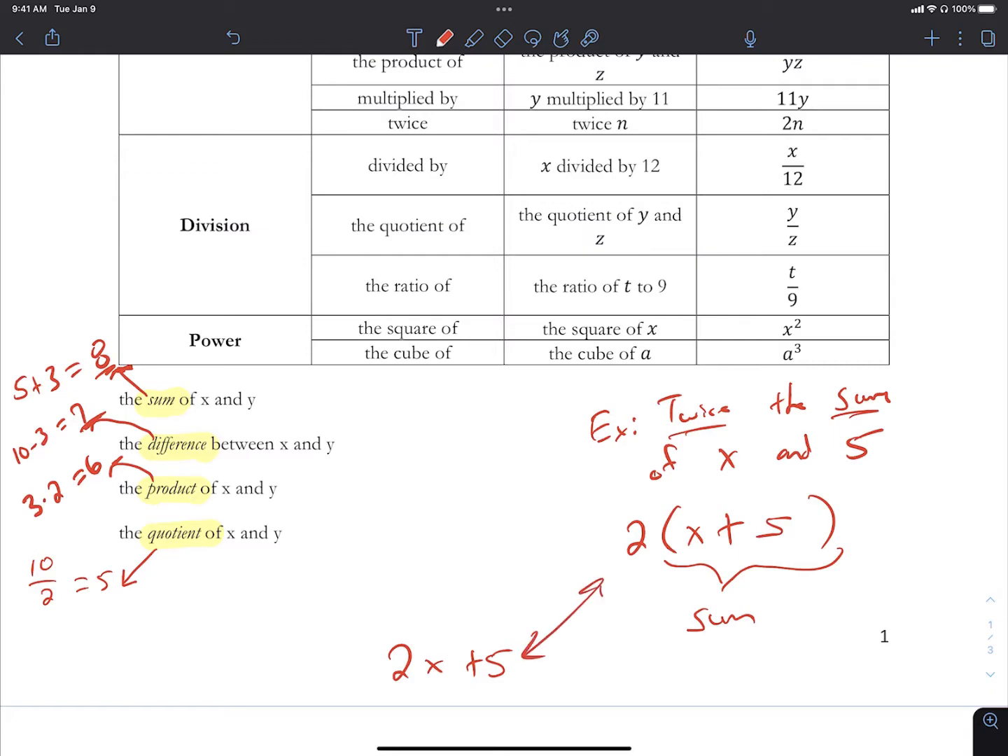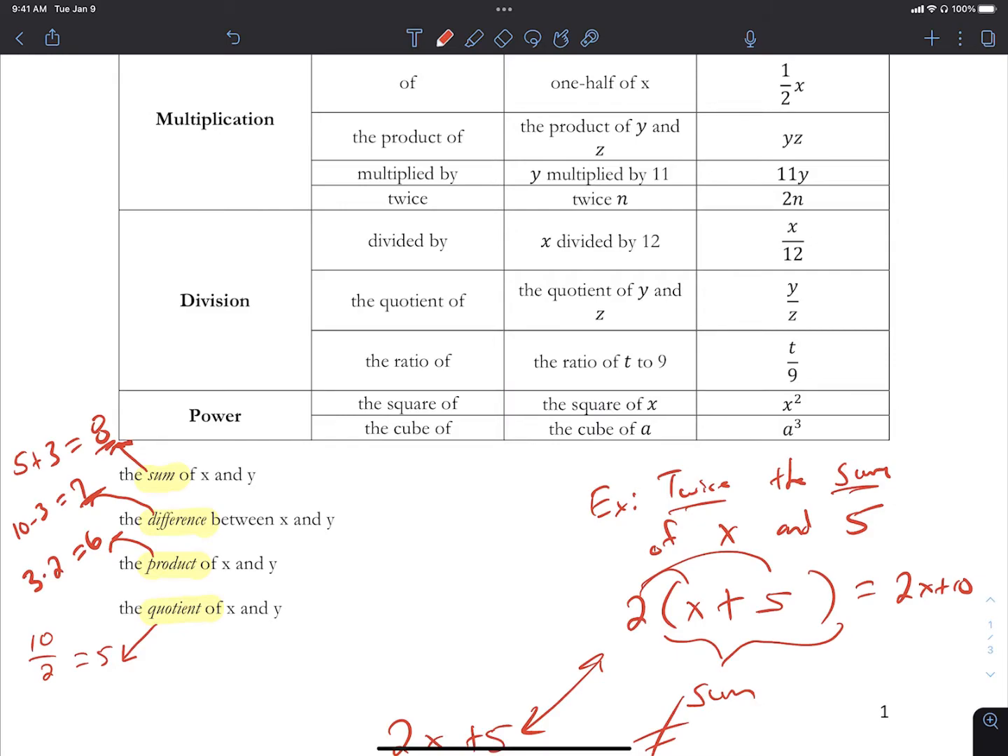These are not equivalent. 2 times (x plus 5), if we distribute, gives me 2x plus 10. I have to take the 2 times x and the 2 times 5, and so you can see that those are not equal to each other.